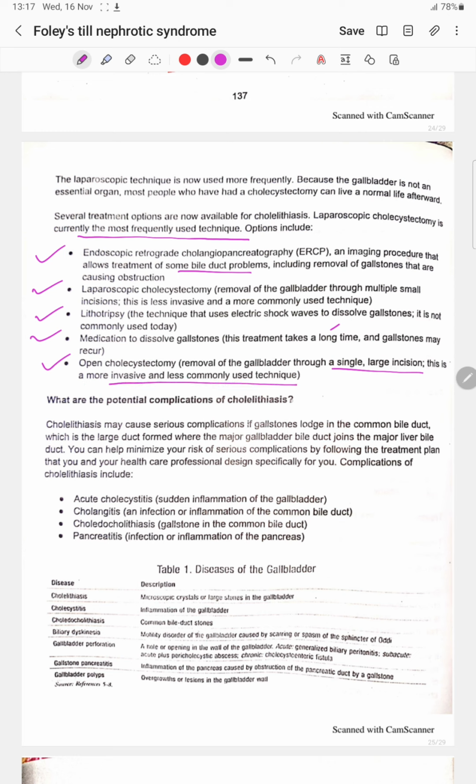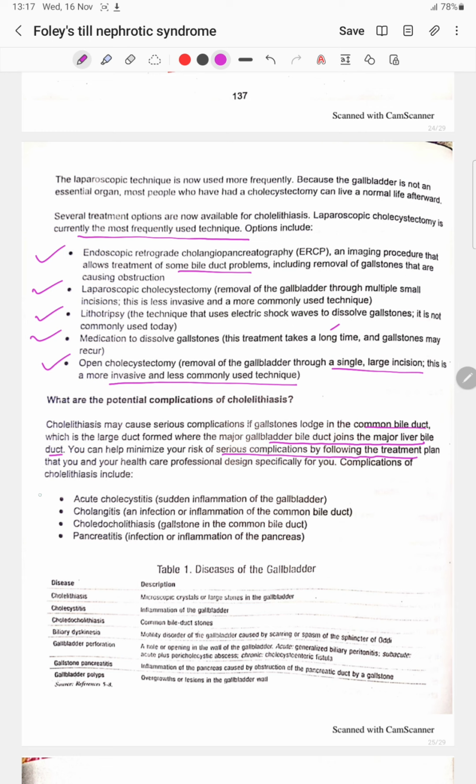What are the potential complications of cholelithiasis? Cholelithiasis may cause the serious complication of a gallstone lodged in the common bile duct, which is a large duct formed where the major gallbladder bile ducts join the major liver bile ducts. You can help minimize your risk of serious complications by following the treatment plan that you and your healthcare professional design specifically for you.